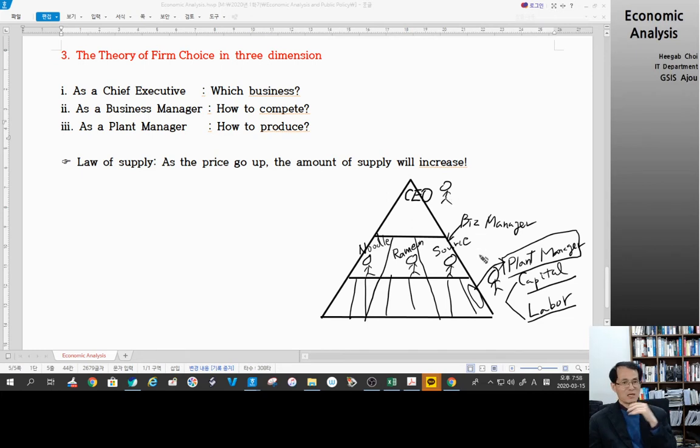Well, these three agents have different problems. What does the CEO do? Well, he chooses which business the company will go in, right? If the CEO sees a gloomy prospect for the sauce business, he will shut down this sauce business, right? How about the business manager? Well, the business manager has no authority for shutting down, right? But what kind of authority does he have? Well, under the guideline of the CEO, he was put to manage this business, so he has to choose how to compete.